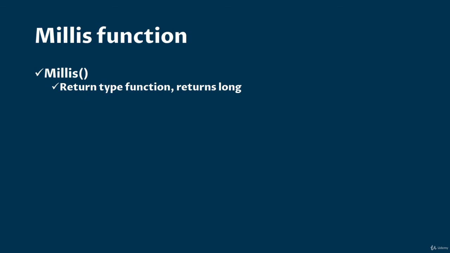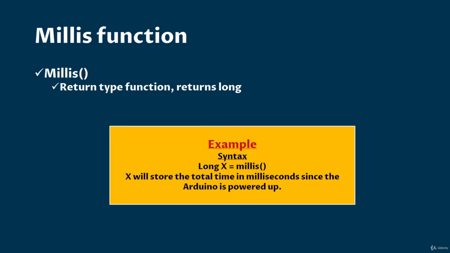In that span of time, whenever you want to know the time since Arduino is powered up, millis will return the time in milliseconds. So it is a return type function which returns a long variable. How can we use this? We can simply write x equal to millis. Then x will store the value in milliseconds since the Arduino is powered on.